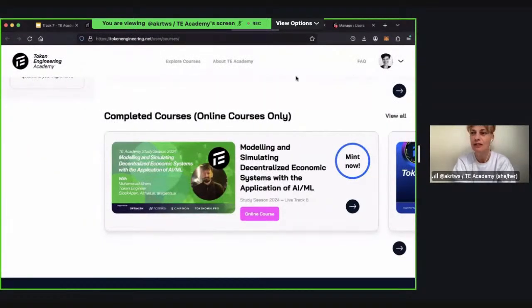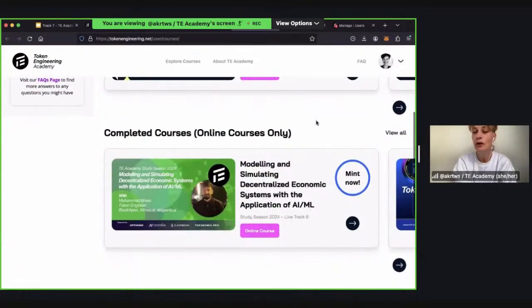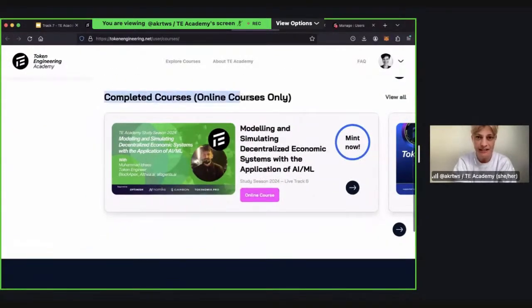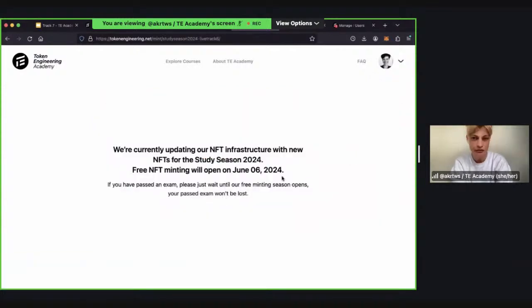So this is the section in your profile, My Courses. It's also here, My Courses, it shows which courses you are enrolled in and which courses you have completed. And I have already completed the exam for Muhammad's live track. And equivalently, you'll see Giuseppe's live track here in case you have been successful. And then you can mint. At the moment, since we are updating our infrastructure, it will give you just this information that we'll open minting on June 6th. But these are the steps you take to mint.